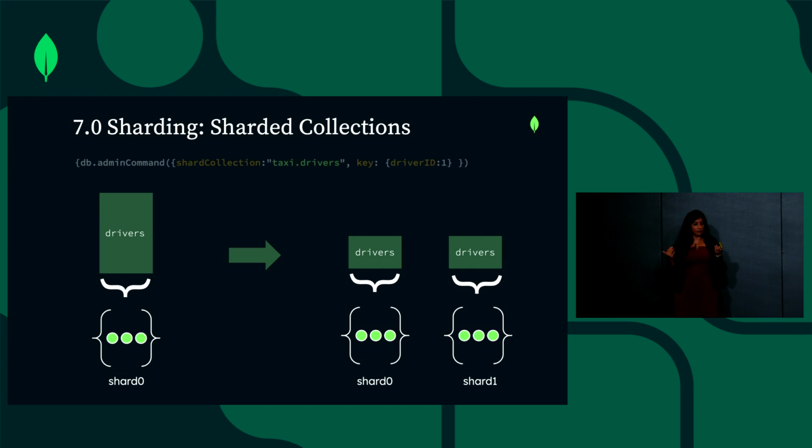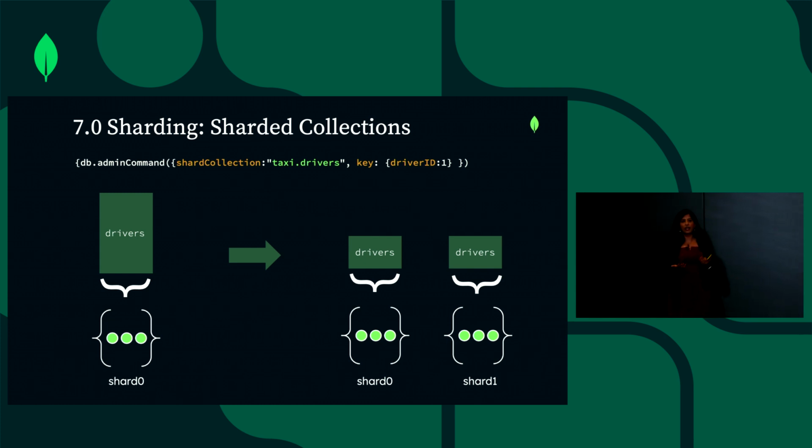So you run a simple command called shardCollection, taxi.drivers, and provide us the key that we should divide the data on. So if you tell us, hey, divide my data on driver's ID, half of your driver IDs will live on shard 0, and the other half will move to shard 1. That's a native MongoDB operation. You just run shardCollection. But you have to provide the key here. You have to give it the information on what shard key we should be dividing your data.